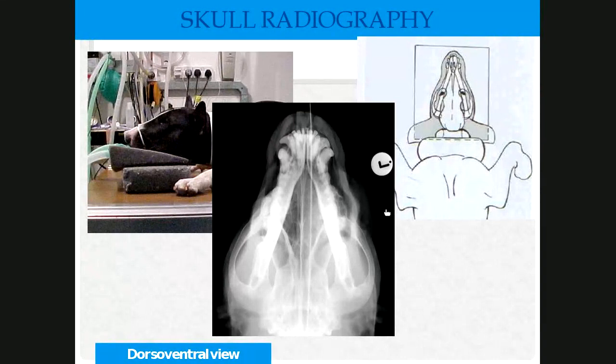For example, the mandibles, the temporomandibular joints, the tympanic bulla of the middle ear, and for example, the zygomatic arches.